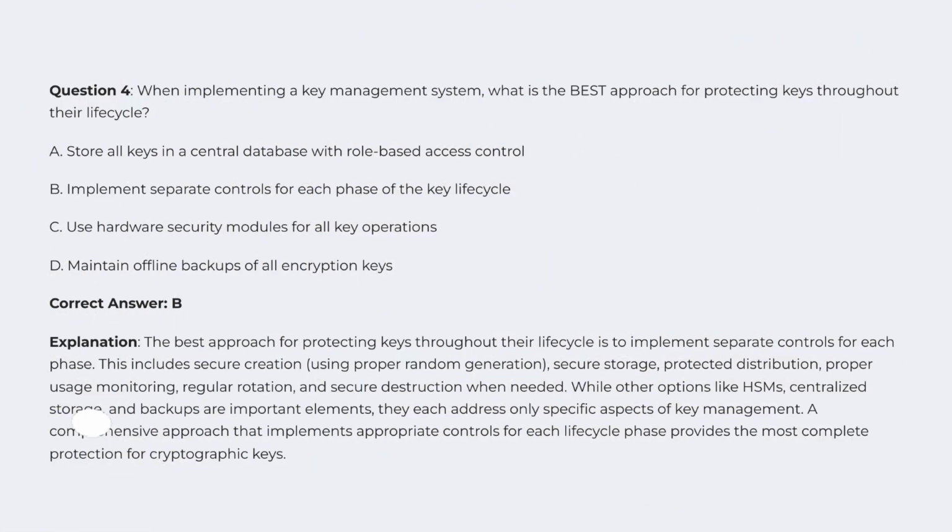Correct answer, B. Explanation. The best approach for protecting keys throughout their lifecycle is to implement separate controls for each phase. This includes secure creation, using proper random generation, secure storage, protected distribution, proper usage monitoring, regular rotation, and secure destruction when needed. While other options like HSMs, centralized storage, and backups are important elements, they each address only specific aspects of key management. A comprehensive approach that implements appropriate controls for each lifecycle phase provides the most complete protection for cryptographic keys.